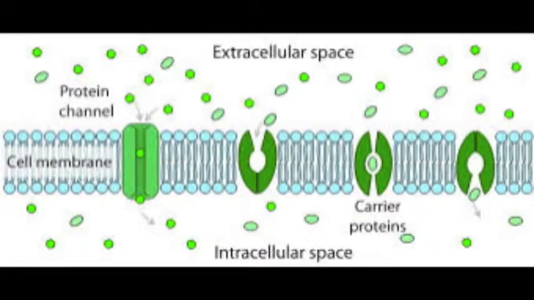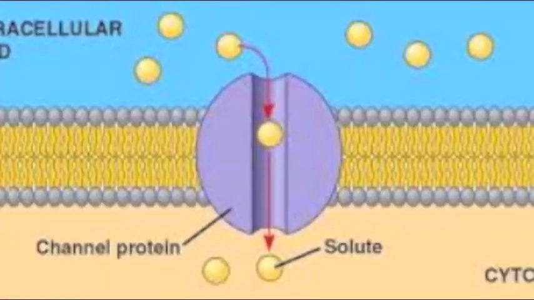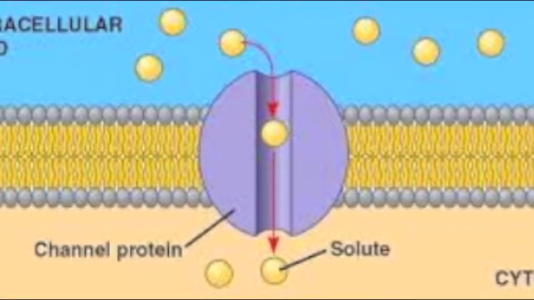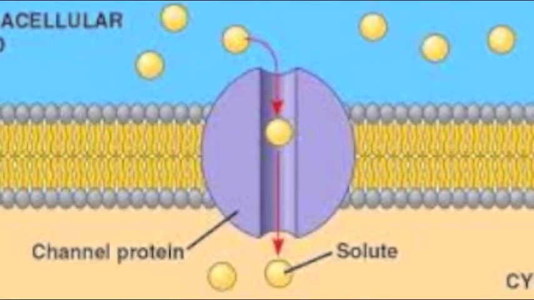Facilitated transport is another method materials use to cross the cell membrane. Facilitated transport is like diffusion in that it is the movement of materials from an area of high concentration to an area of low concentration. However, it is different from diffusion because facilitated transport uses a carrier protein to get the materials across the cell membrane.